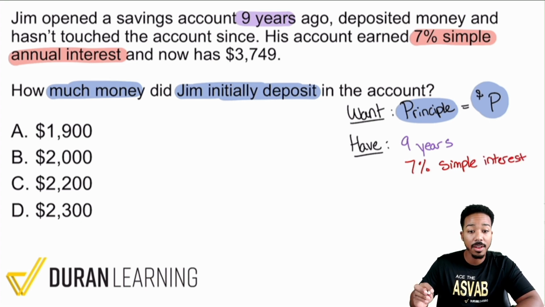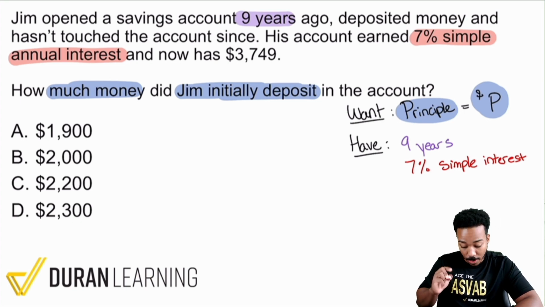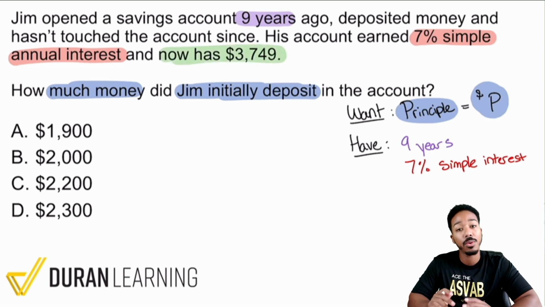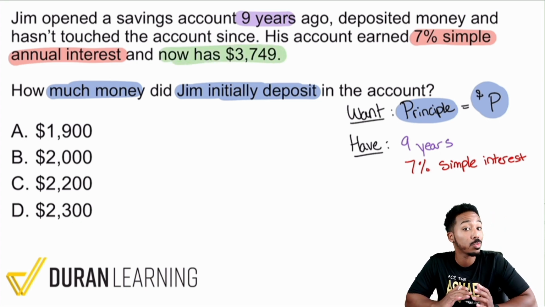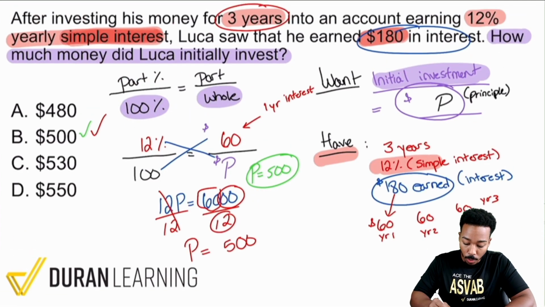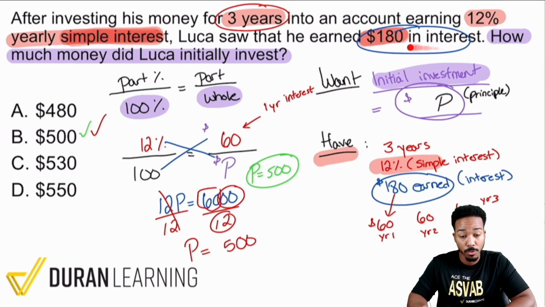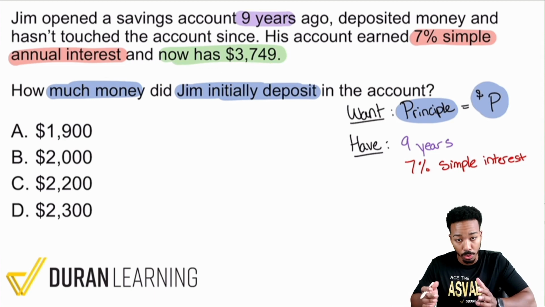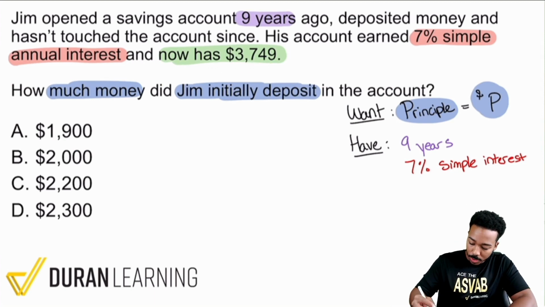And then we have the account's current value. So notice, this is very different than the previous problem. We see that this is what the account has now, not how much interest we earned. So remember, in the previous problem, we were given how much money we had in interest. Now we're being given how much money is in the account total. So let's ask ourselves, what does that really amount to? Like, what does that mean?